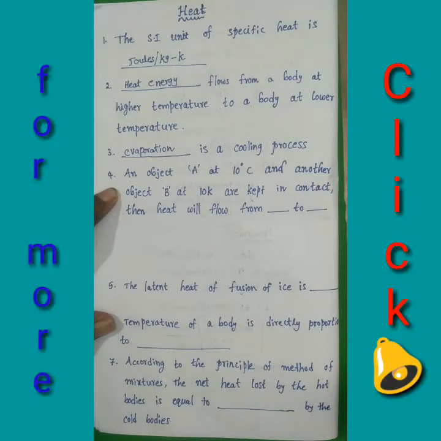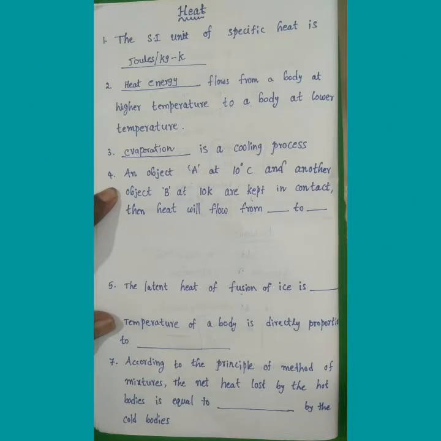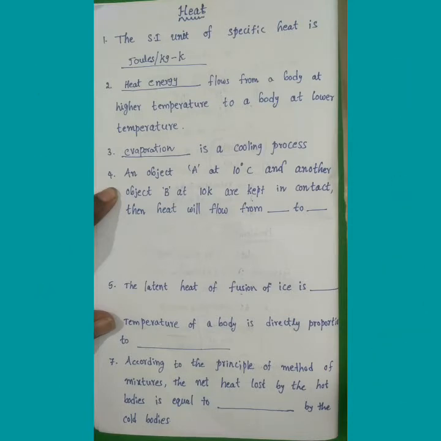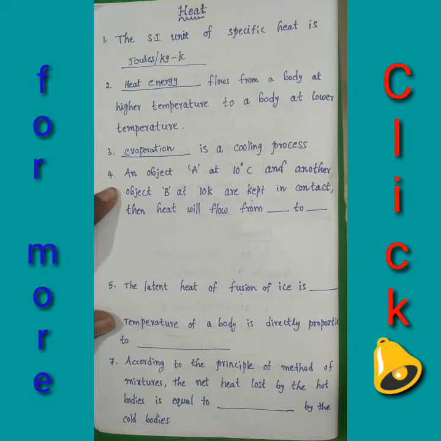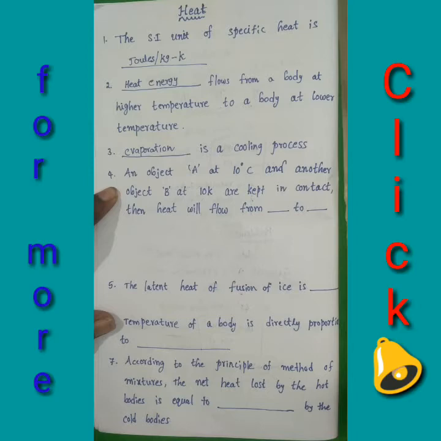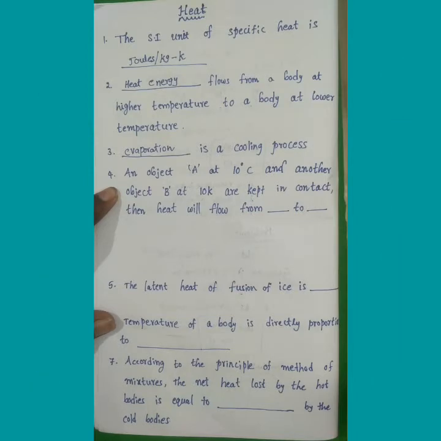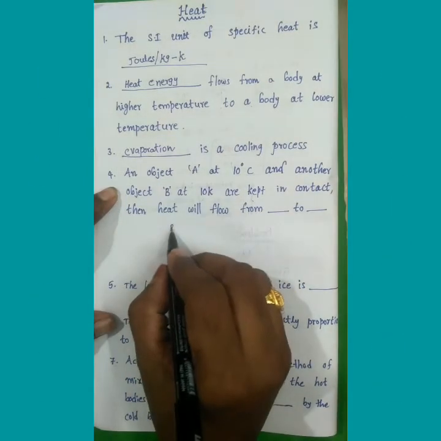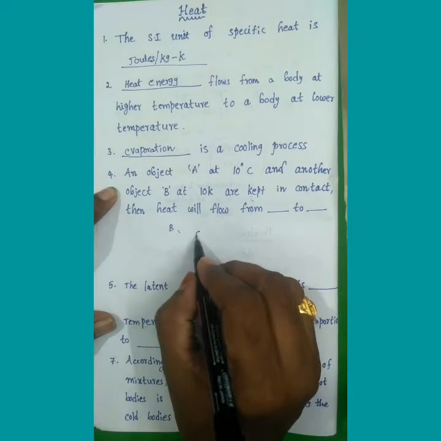An object A at 10 degrees centigrade and another object B at 10 Kelvin are kept in contact. Then heat will flow from which body to which body? Here the readings are given in different scales: object A is in degrees centigrade and object B is in Kelvin. So we have to convert that into degrees centigrade.